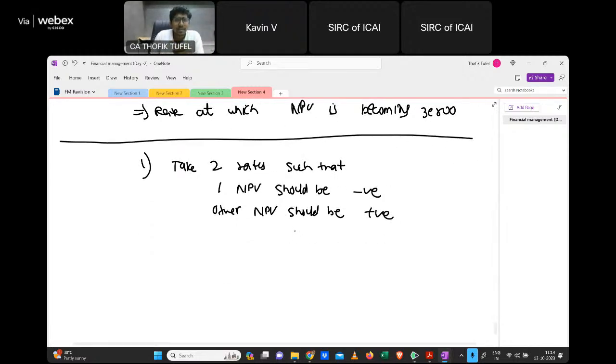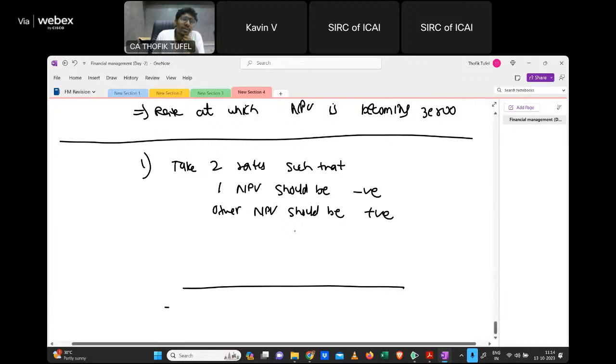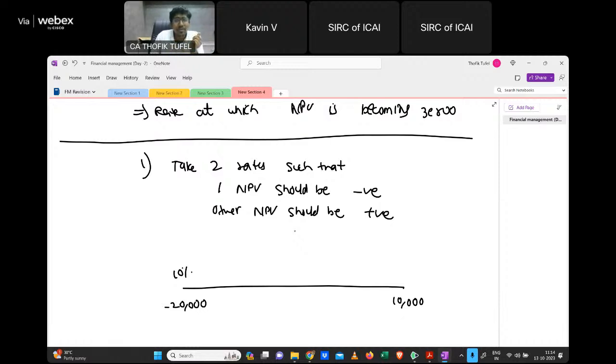Now what is happening here? Suppose this is the NPV table, so here suppose you are having a negative NPV of 20,000 rupees. Suppose here you are having a positive NPV of 10,000 rupees. This was say a positive 10 percentage. Under 10%, you are getting an NPV of 10,000 rupees. Then you increase the rate to 15 percentage, and then you got the NPV of minus 20,000 rupees.